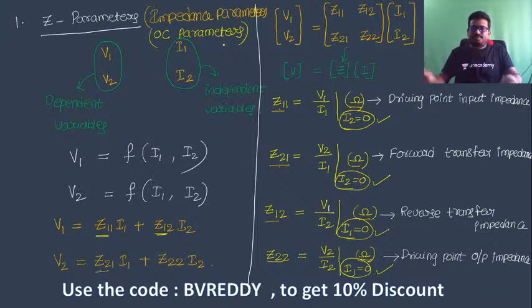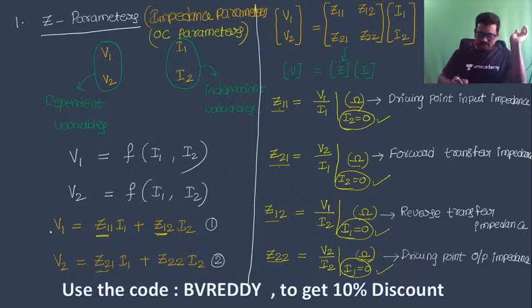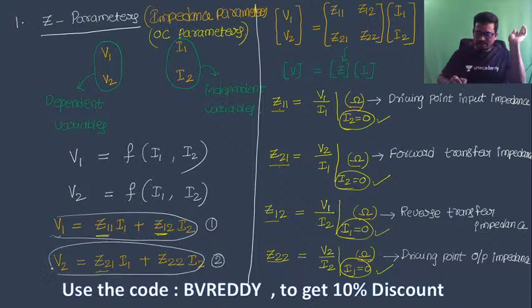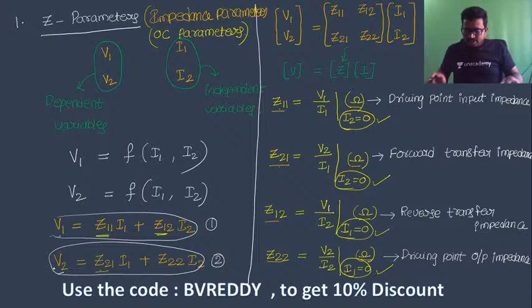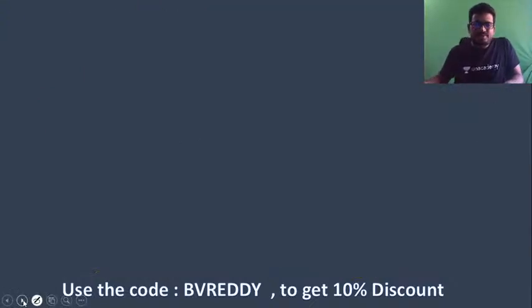Observe these equations here. These are the parameter equations, equation 1 and equation 2. This is one KVL equation, and this is the second KVL equation. So for these KVL equations, let us develop the equivalent network.